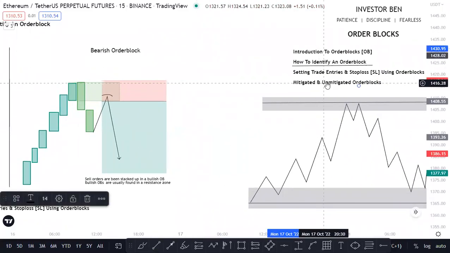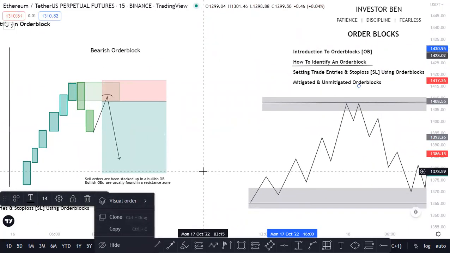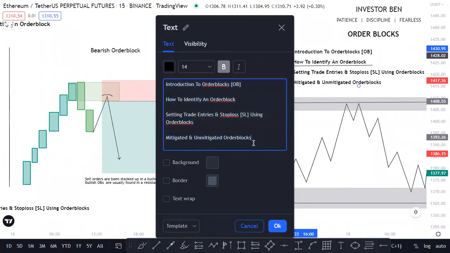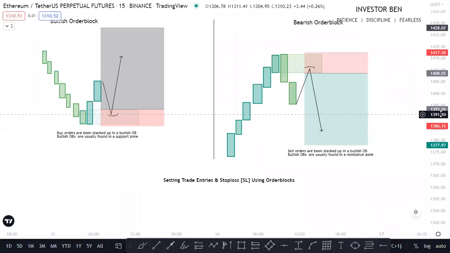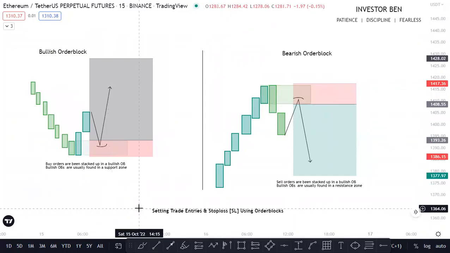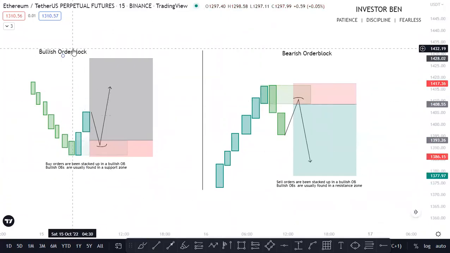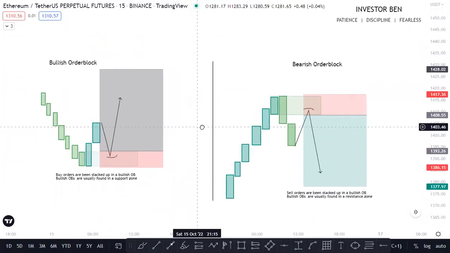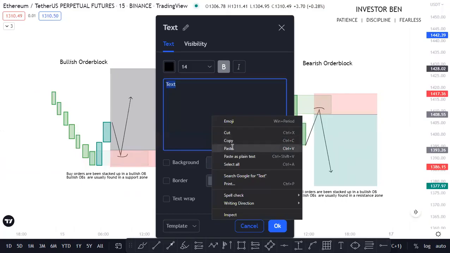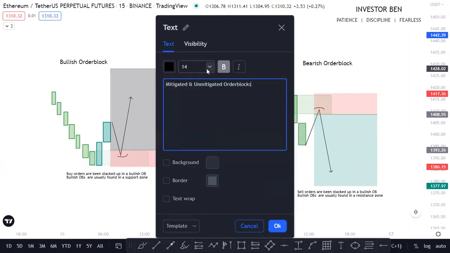Mitigated and unmitigated order blocks. Then we look into the live charts, what you've just been explained, right? Mitigated and unmitigated order blocks. Now I'll be removing these things because we've talked about them, right? Yeah, we have. So let's change the topic here. Mitigated and unmitigated order blocks.